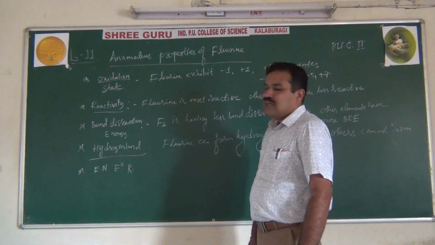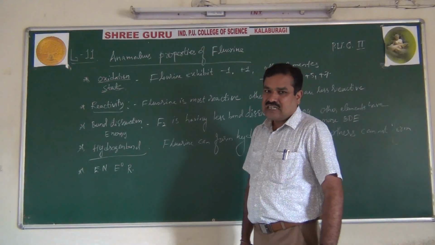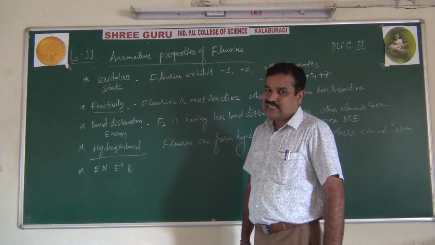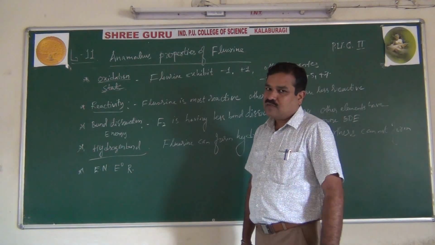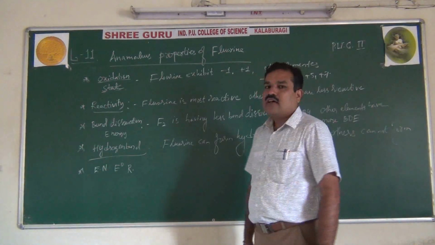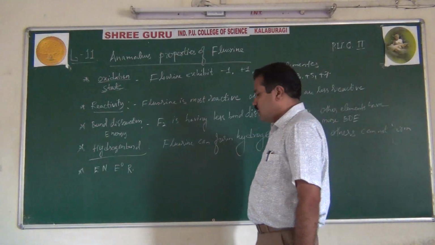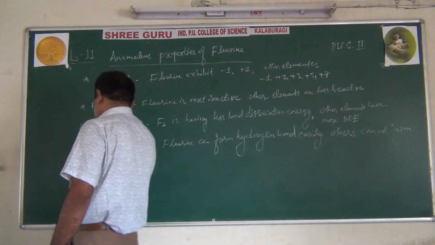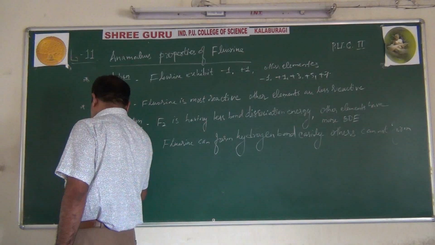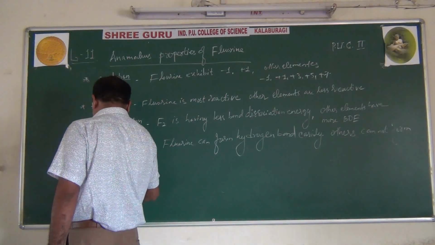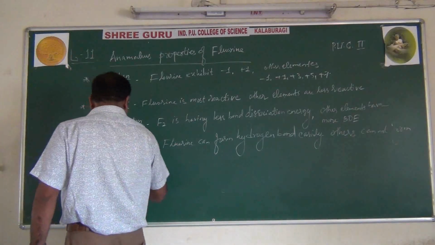But electron gain enthalpy and bond dissociation energy are less for fluorine. But other elements have more. And also, oxo acid formation. This is very important.